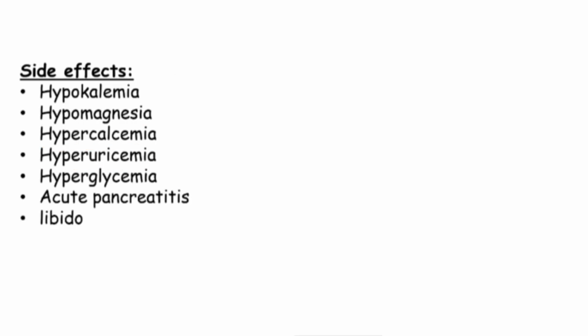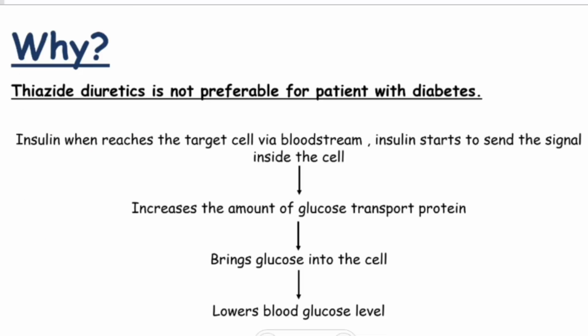Let's have a look at the side effects of this class of diuretics. First is hypokalemia, second is hypomagnesemia, third is hypercalcemia, hyperuricemia, hyperglycemia, acute pancreatitis, and lipid abnormalities.